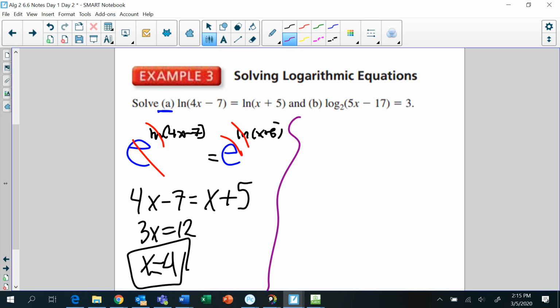All right, next one. We've got log base 2 of 5x minus 17 equals 3. And we want to solve for x, but x has log base 2 in front of it. We do not multiply by 2. We make 2 a base, and then we exponentiate both sides. If you want to say it, exponentiate both sides would be the proper way of saying it.